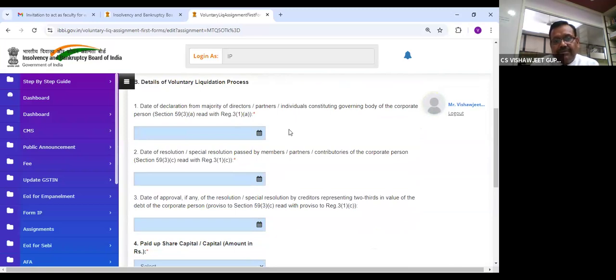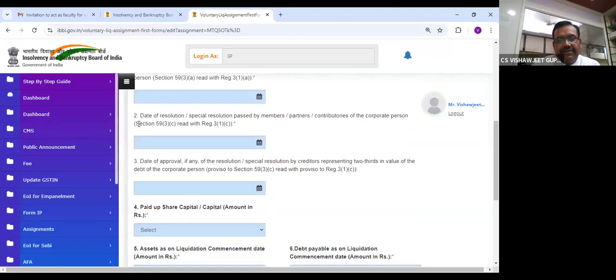Date of declaration from majority of directors, partners, individuals constituting governing body of the corporate person under section 59(3)(a) read with regulation 31A. So you will have to fill the date on which the declaration from the majority of directors was made, then the date of resolution or special resolution passed by the members, partners, contributory of the corporate person.